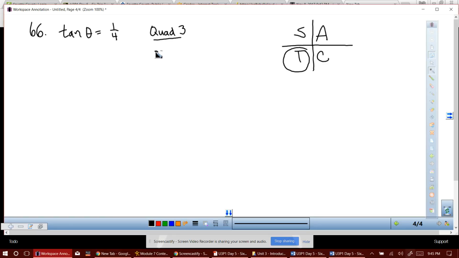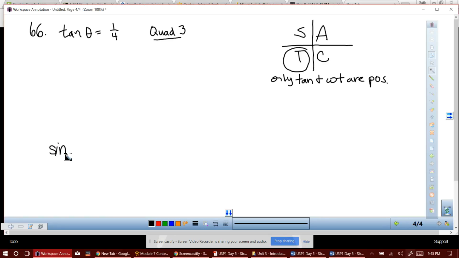So you notice that tan is positive. I know that only tan and cotan are positive. So that means every other ratio is negative. So again, I like to start out right away with that information.